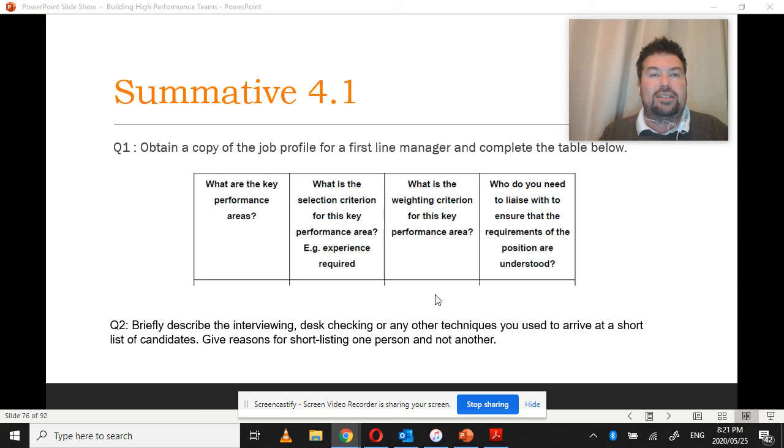Then we're going to give it a weighting. So is it 5% of the job? Is it 10% of the job? Is it 50% of the job? So based on the key performance area, give it a weighting. Remember, it all has to add up to 100%.